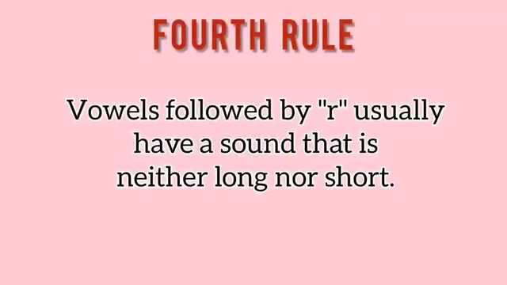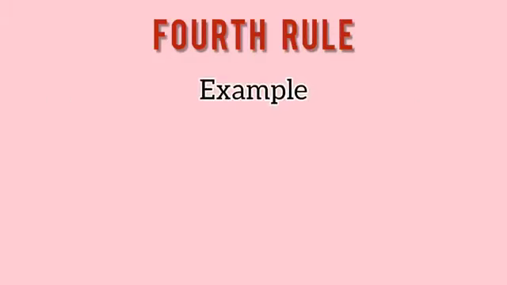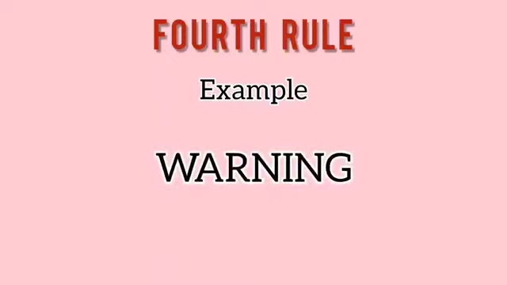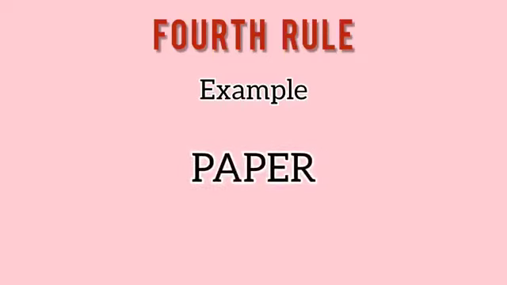Vowels followed by R usually have a sound that is neither long nor short. If you can still remember, it is one of the syllable types. It is called the R-controlled syllables. The consonant R is so strong that it dominates the sound of the vowel, the reason why the vowel preceding the letter R is neither long nor short. When we say preceding, it is the vowel before the letter R. For example, the words warning, morning, forget, person, paper. The vowels in each syllable are all dominated by the consonant R.